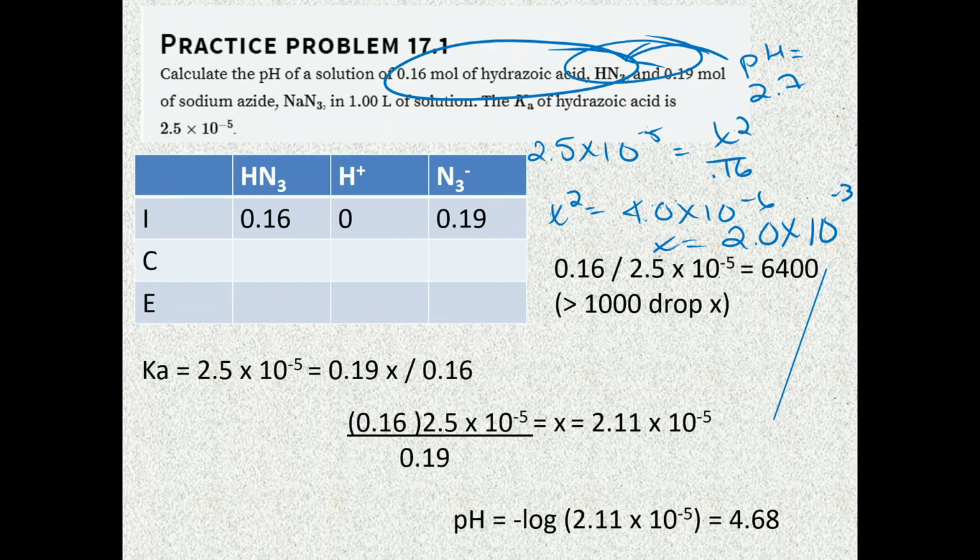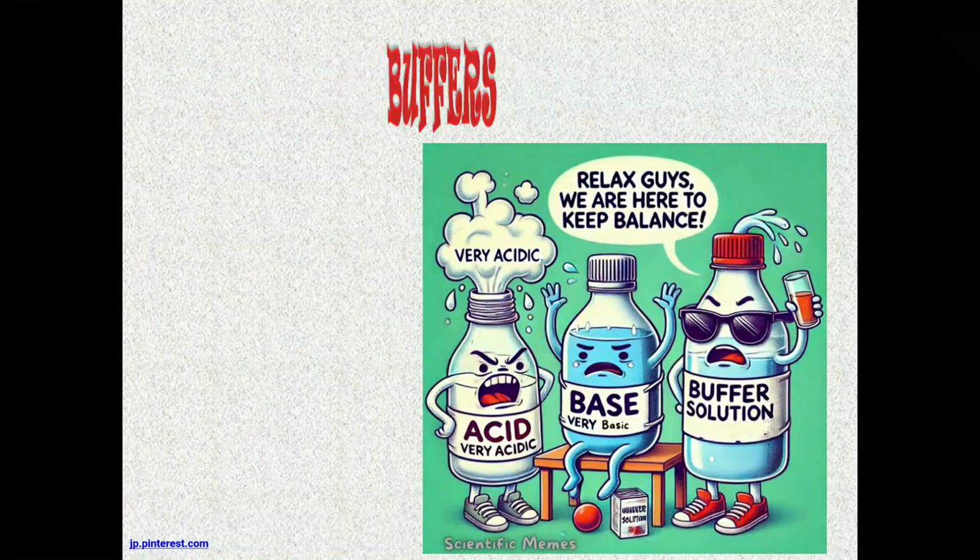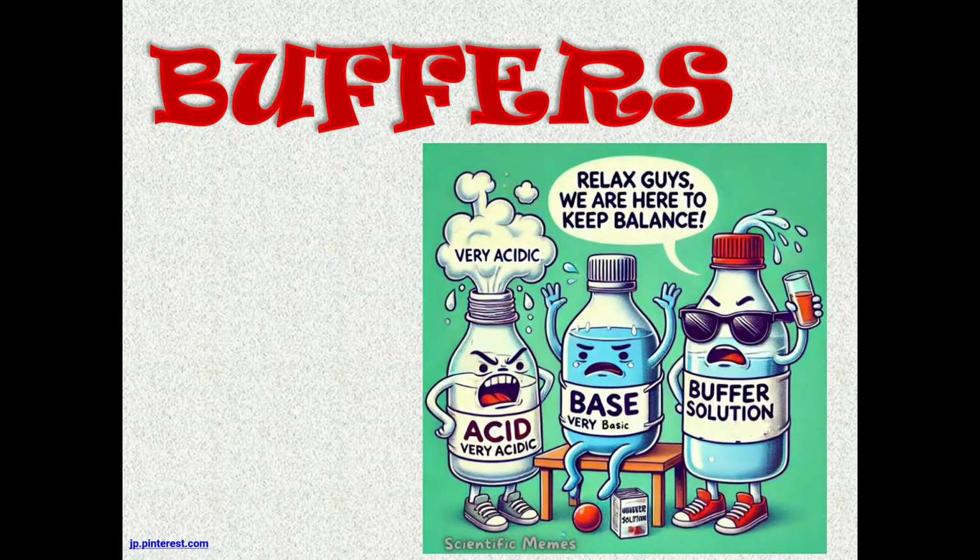Now, why do we care? We're going to use the common ion effect to create buffers. I found this yesterday when I was online. Very acidic acid, very acidic base, buffer. I'm here to keep the balance. That's what a buffer does. A buffer balances your pH.